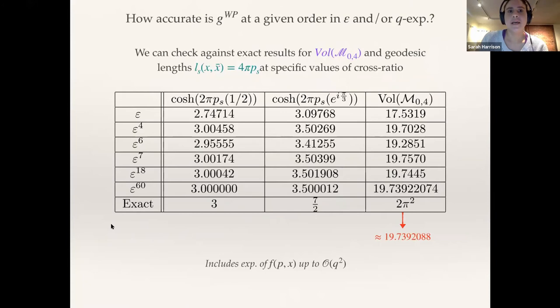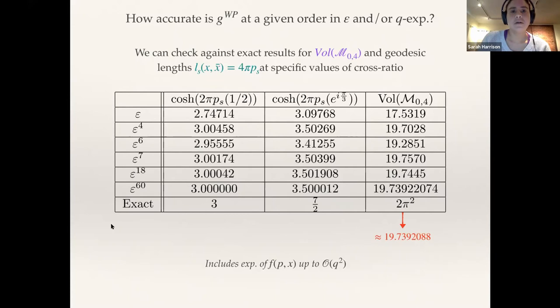And now we'd like to check how accurate our computations are at a given order in this expansion. There are multiple kinds of checks we can do. So I'm showing you here our numerical computations compared with exact results for two quantities. First of all, the volume of the moduli space, which is shown in the third column, as well as the geodesic lengths at certain values of the cross ratio, which are known analytically.